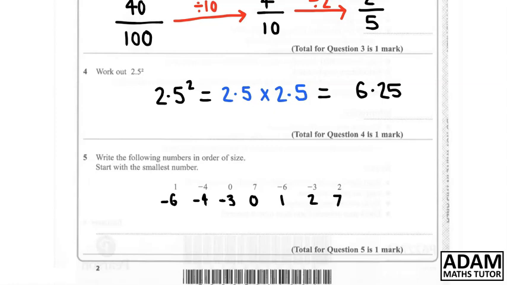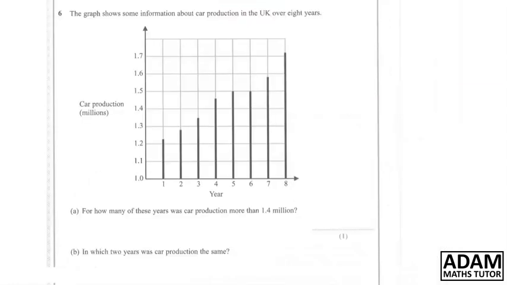Question 6. The graph shows some information about car production in the UK over 8 years. Part A. For how many of these years was car production more than 1.4 million? So let's put a line across the y-axis at 1.4 million, and we're looking for the number of years that it was above this line. So 1, 2, 3, 4, 5.